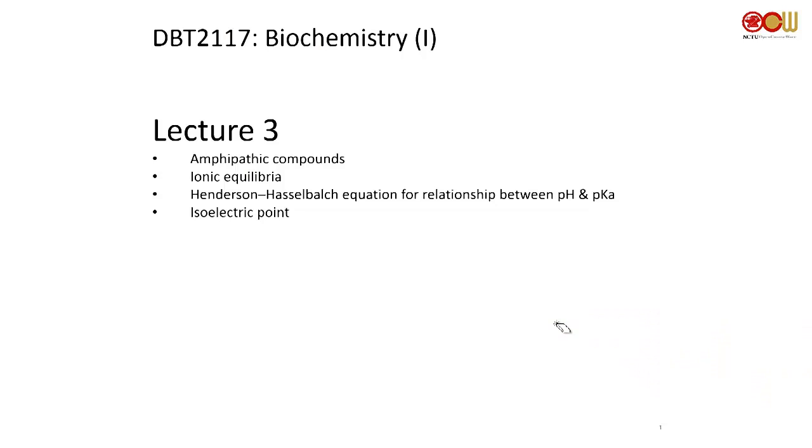All right, so the stuff that we'll talk about today, minus the iso lecture point that we'll talk about in lecture 4. So we're going to very briefly talk about amphipathic compounds. Okay, so what are those, and we'll go over those in a little bit. We'll talk about primarily ionic equilibria. Okay, so that's sort of the topic for today. And then we'll get to the Henderson-Hasselbalch equation. Okay, so that's the equation that we'll definitely use again and again to look at the relationships between pKa and pH of the medium. Okay?